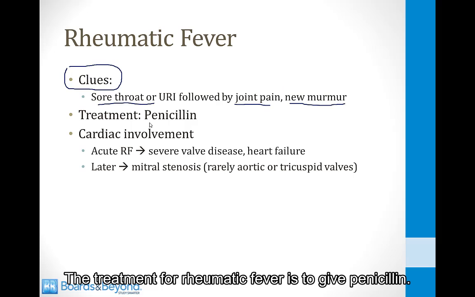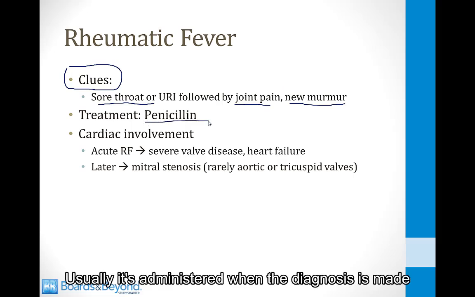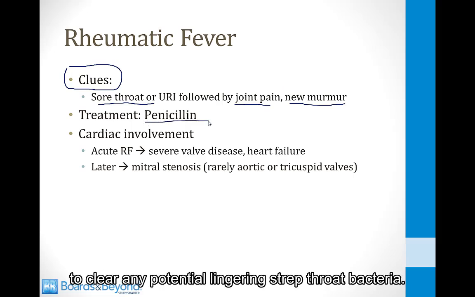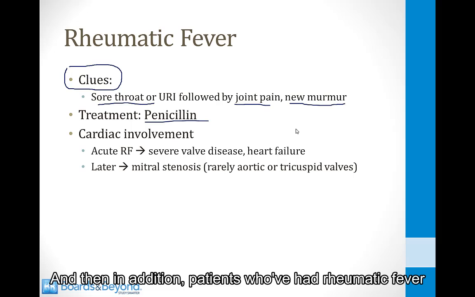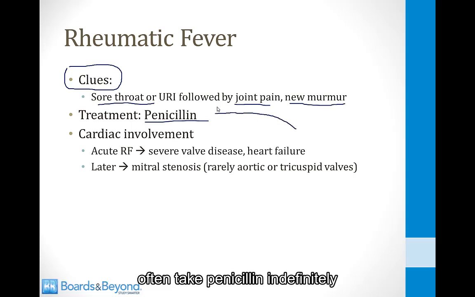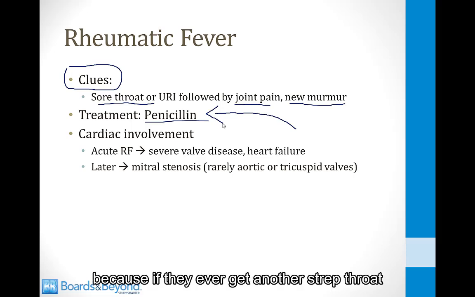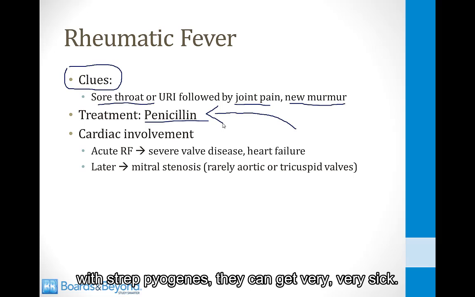The treatment for rheumatic fever is to give penicillin. Usually it's administered when the diagnosis is made to clear any potential lingering strep throat bacteria. And then in addition, patients who've had rheumatic fever often take penicillin indefinitely for prevention of recurrent infections, because if they ever get another strep throat with strep pyogenes, they can get very, very sick.